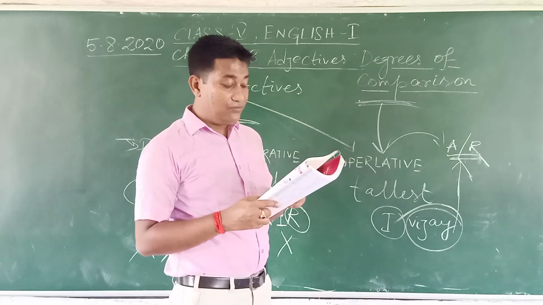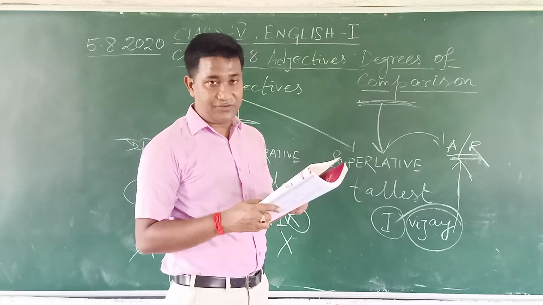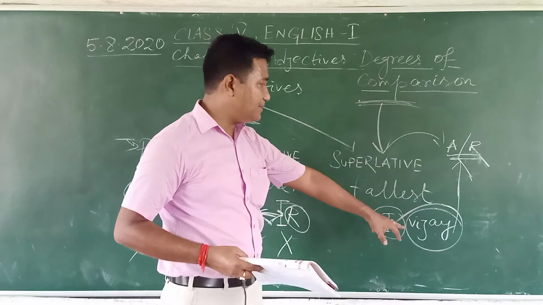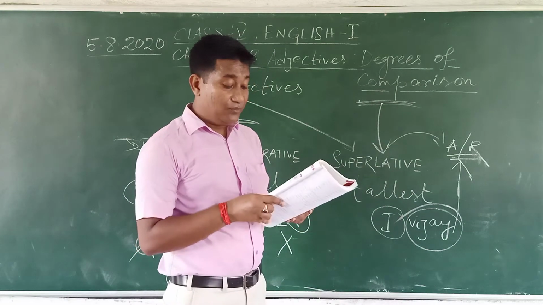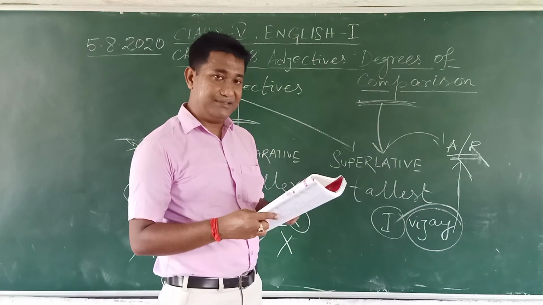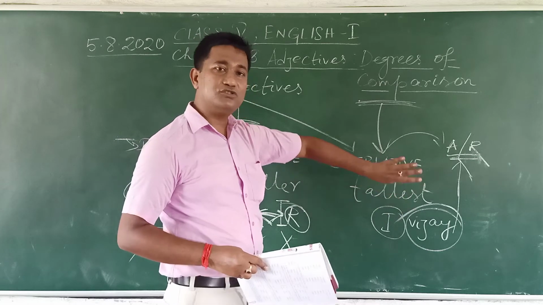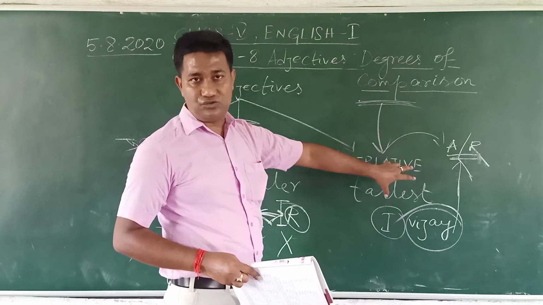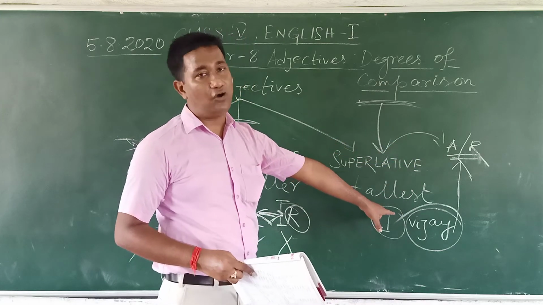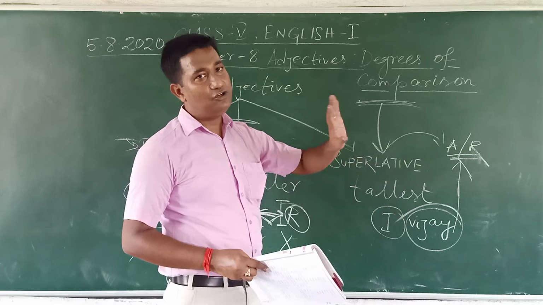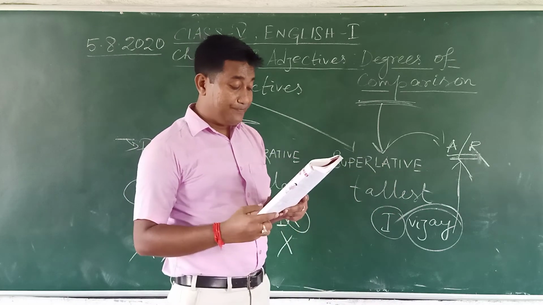In sentence 3, when we say Vijay is the tallest of the three, Vijay is the tallest among the three, we are comparing more than two boys. So three boys were there, and among those three boys, Vijay remained the tallest.